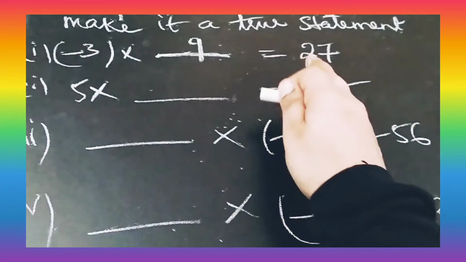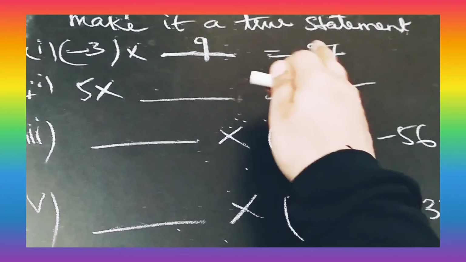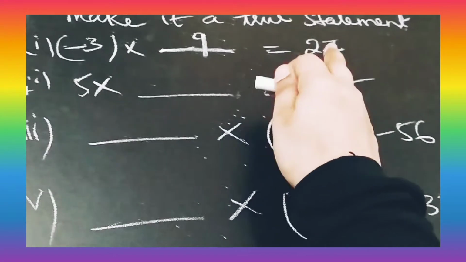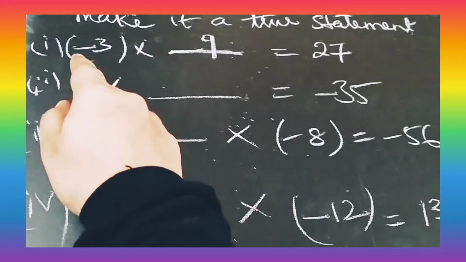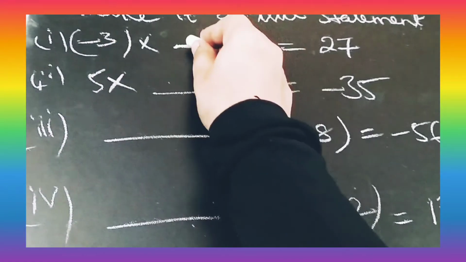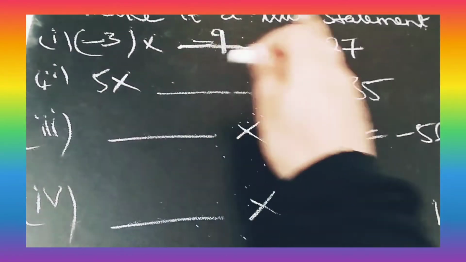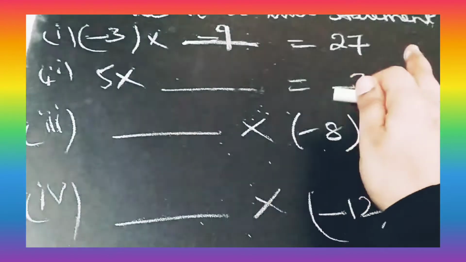Now here plus is there. Before 27 plus is there. If no symbol is there before the number, plus is there. So what you have to do here, minus 3 is there. So one more minus if you add here, minus into minus is plus, 3 9s are 27.